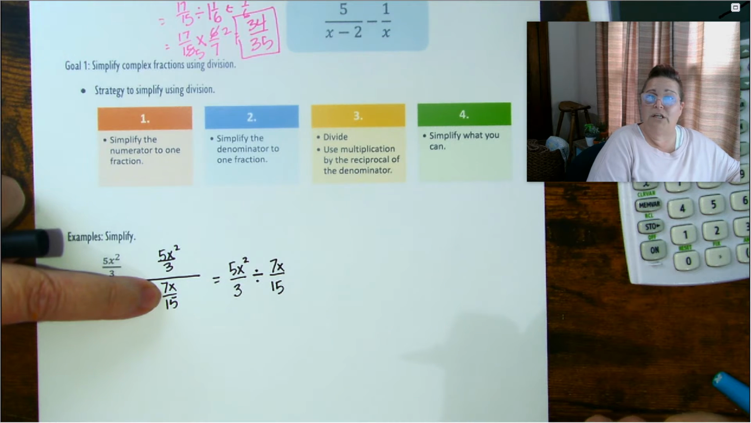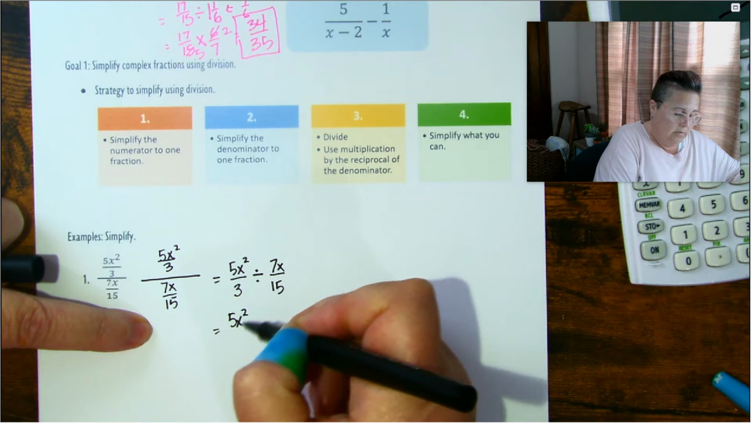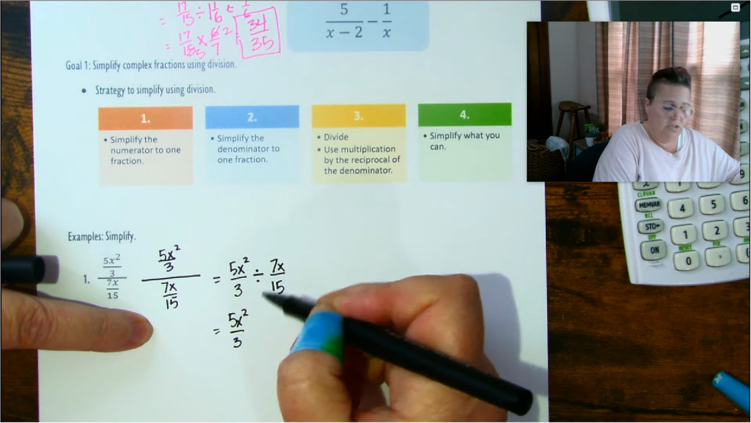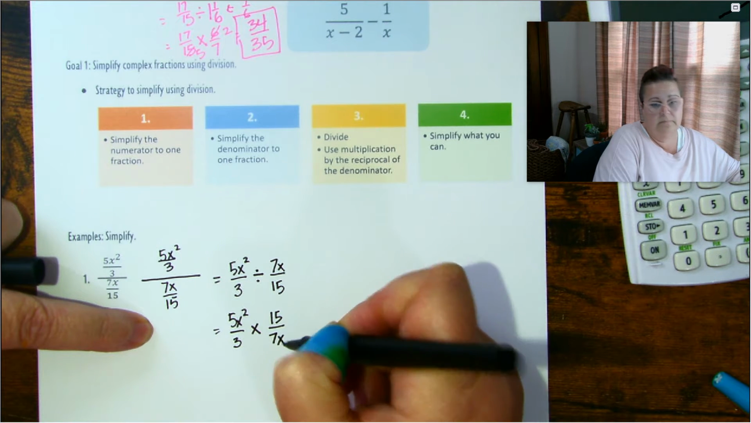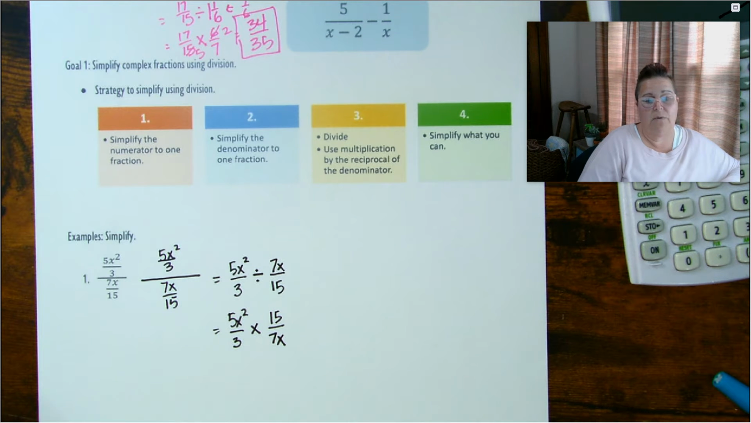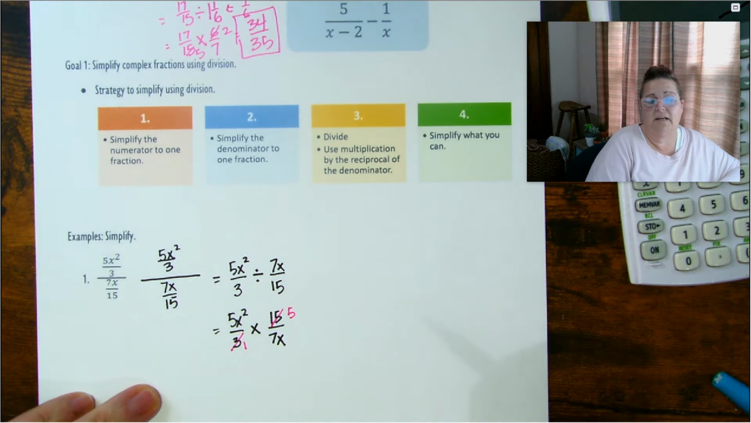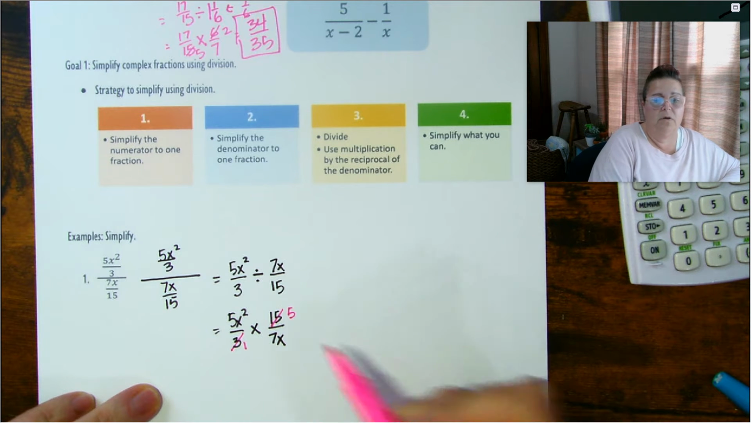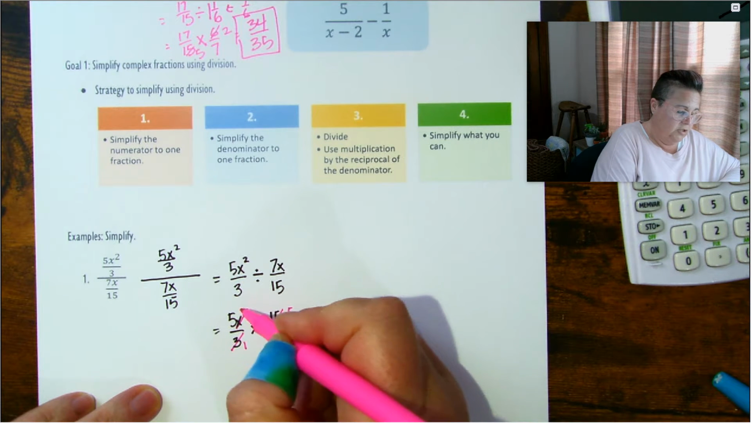Now, we're going to use the idea that division is multiplication by the reciprocal. We're going to keep the first one. We're going to change the division to multiplication and flip the second one, 15 over 7x. Looking at these two, is there anything that we can cancel? I do see things that can be canceled. I see the 3 goes into 3 once and the 3 goes into 15 5 times. So I can cancel at that step. I also see that x goes into x squared, leaving me with just a single x.